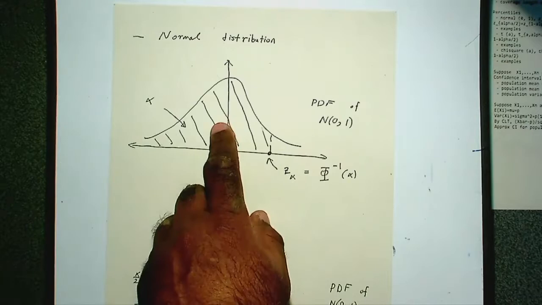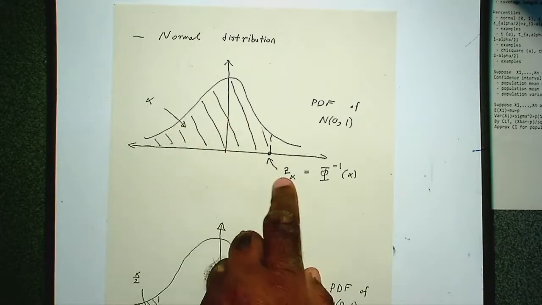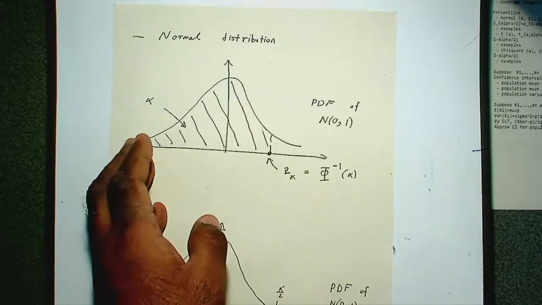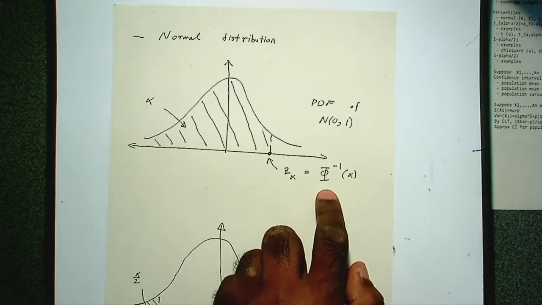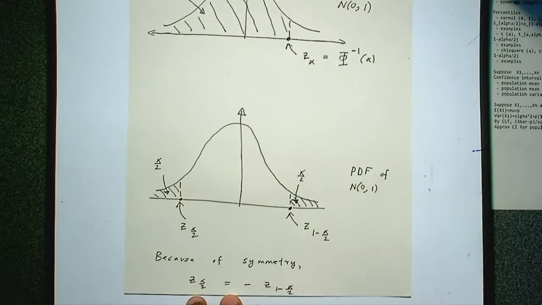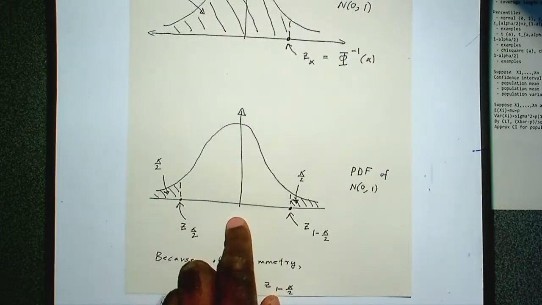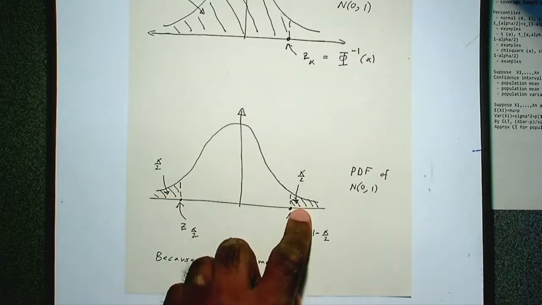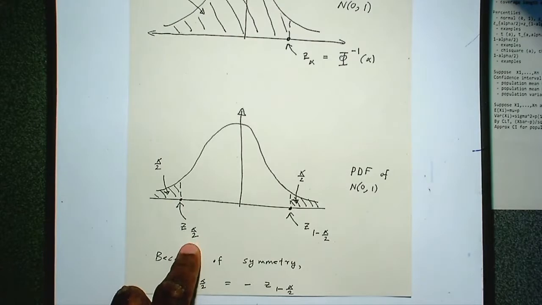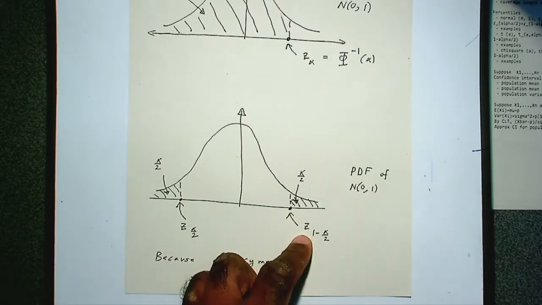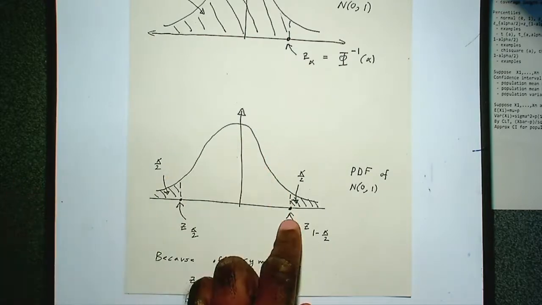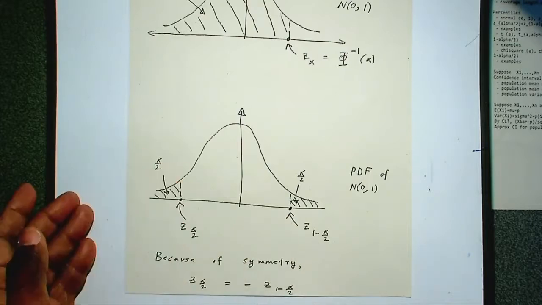So this area here that I've shaded is equal to alpha, right? And this notation here denotes the percentile or the quantile with the area of alpha to the left of it. It can also be denoted by this notation. In this diagram, I've chosen this and this to be equal to alpha by 2. So by the definition of a percentile, this point here will be z subscript alpha by 2, and this point here will be z subscript 1 minus alpha by 2, because 1 minus alpha by 2 is the area to the left of this, and alpha by 2 is the area to the left of this.